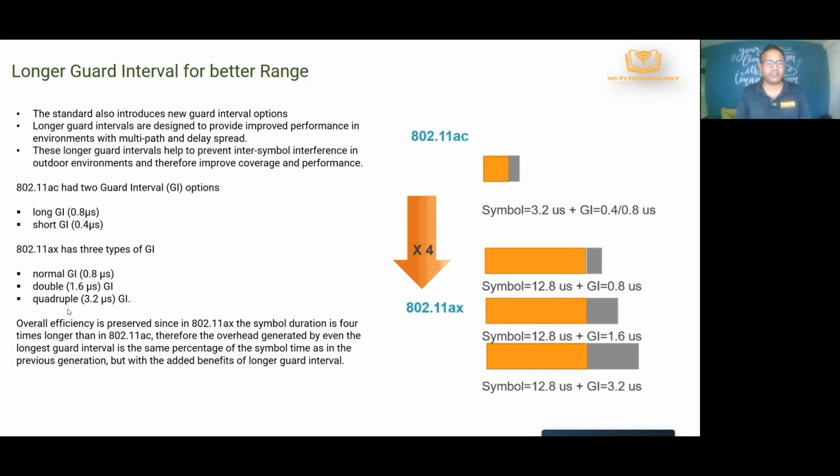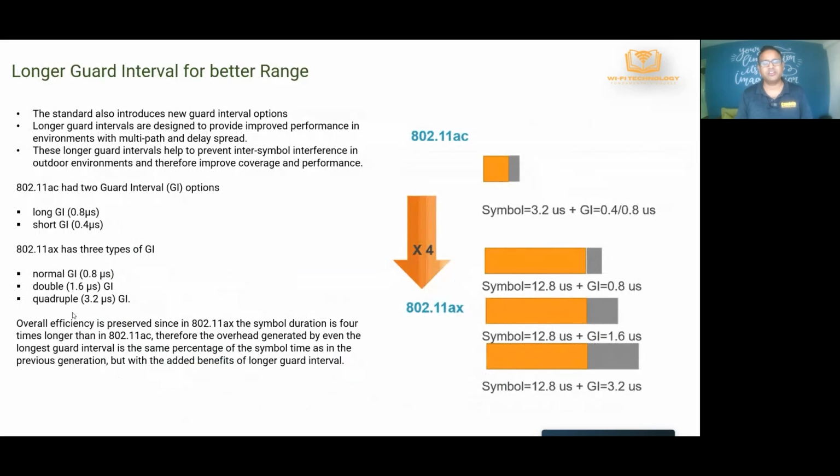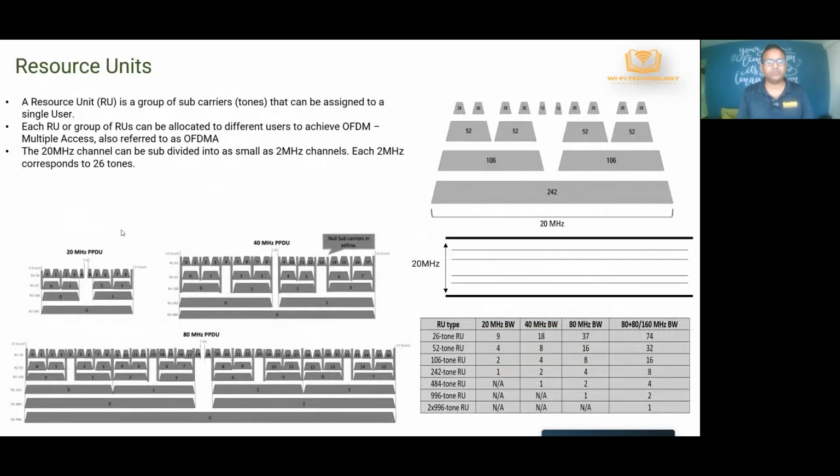To summarize, the subcarrier spacing has decreased in 11AX. The symbol duration has increased, and the guard intervals also have been increased in the case of 11AX. Now all of this is still OFDM. We didn't even talk about OFDMA yet. Just the changes in OFDM between 11AC and 11AX. So now let us jump into the concept of OFDMA.